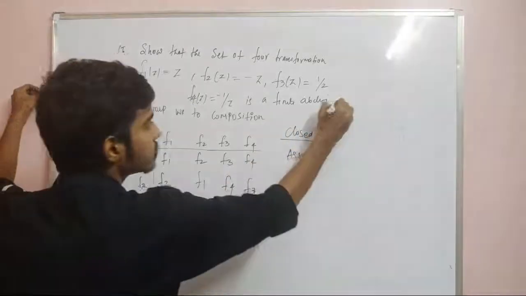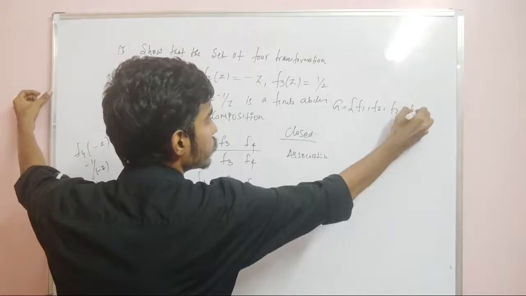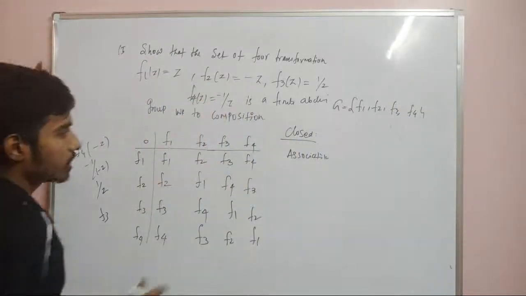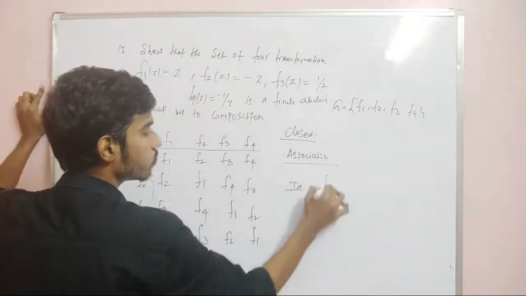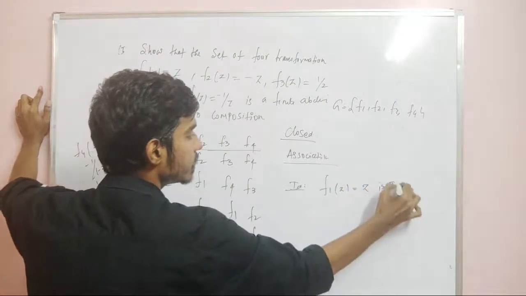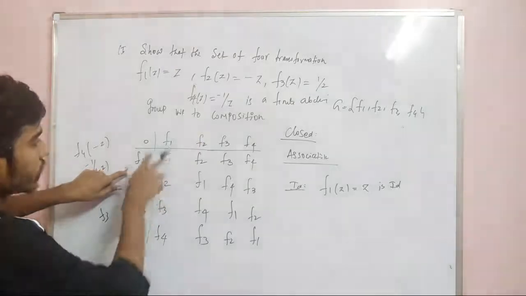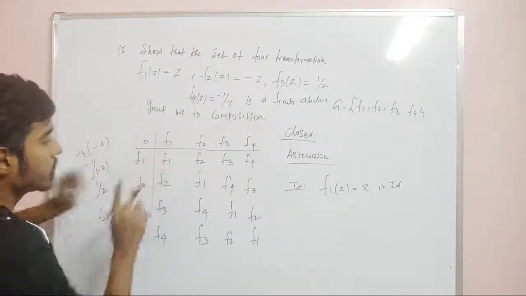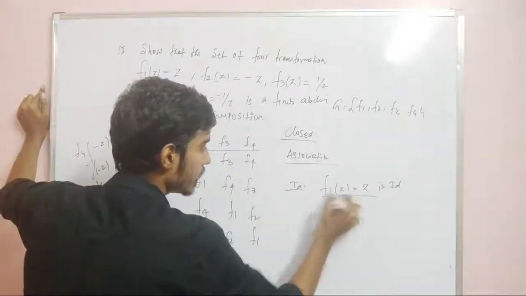Our set G is f1, f2, f3, f4, and f1 is defined like this, f2 is defined like this. So associative again. So what will be my identity element? f1 is the identity element, that is f1 of z is equal to z is the identity element, because you can see f1 into something gives f1 again, f2 into something gives f2, so therefore f1 of z is our identity element.